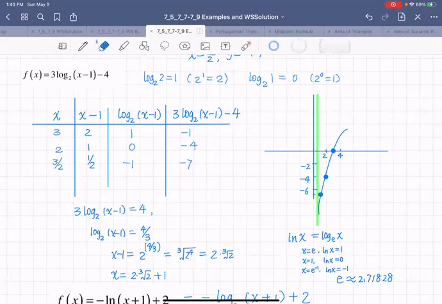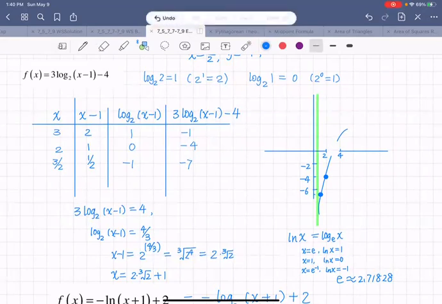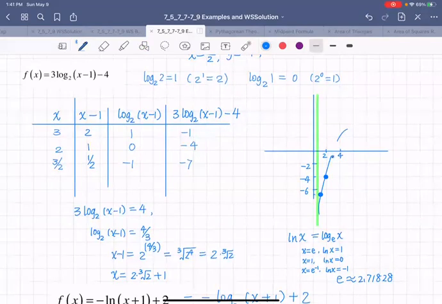Okay, let me draw here. When x is 3, I'm at the location of negative 1. When it is 2, I'm at negative 4. When it is 1.5, it is at negative 7. And then I'm going to cross the points with a smooth line.